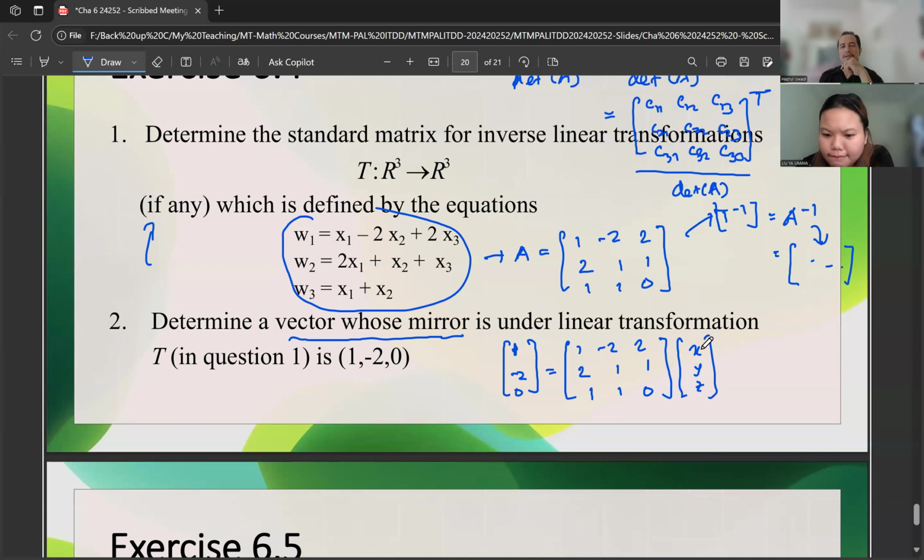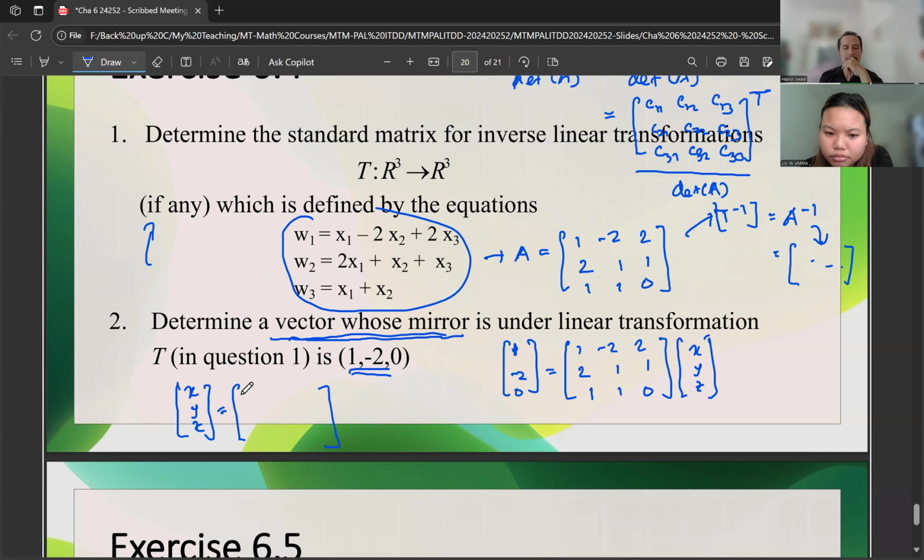Nah, kalau yang biasanya kan X, Y, Z diketahui, didapatkan W. Nah, in this context, in this problem, we have that this is the result, but we know a vector whose mirror, vektor yang merupakan cermin dan menghasilkan 1, min 2, 0. So we want to find x, y, z. Nah, rumus x, y, z. So x, y, z will be inverse dari matriks ini.